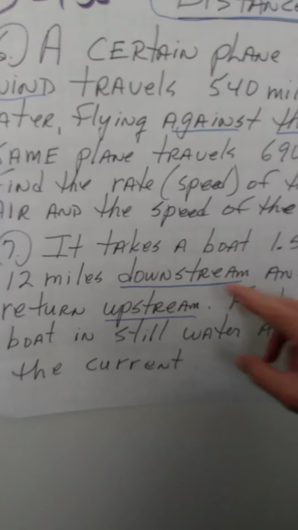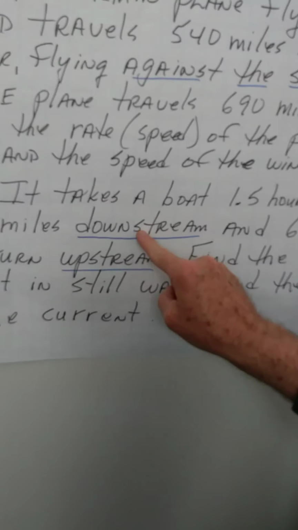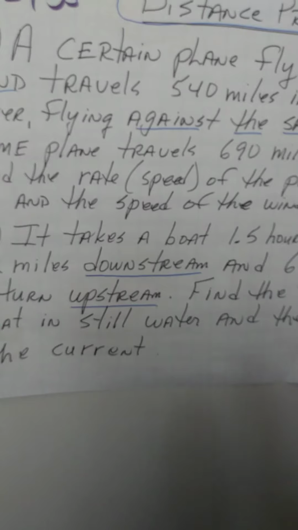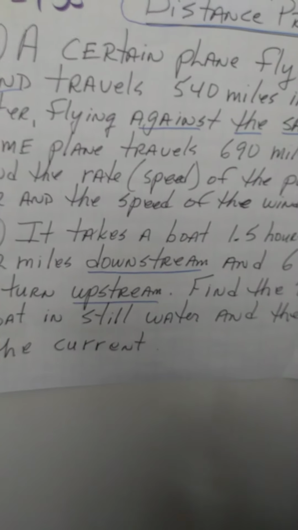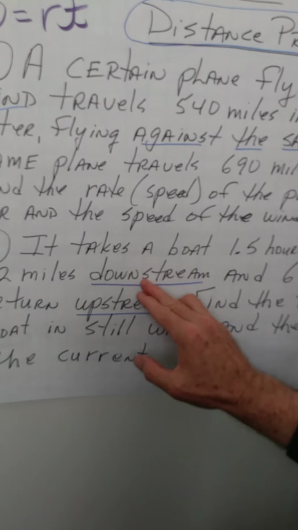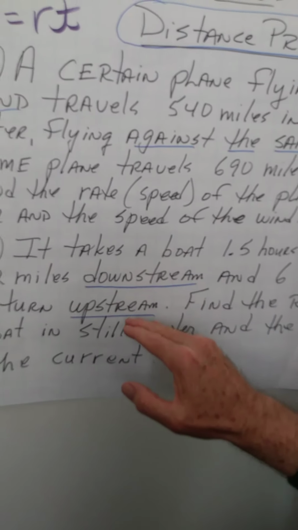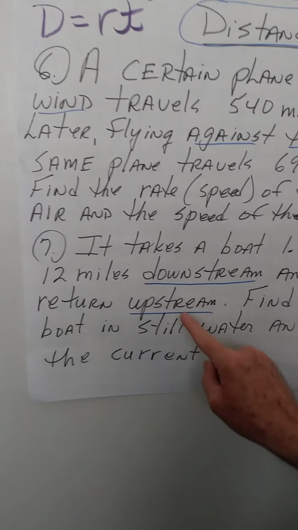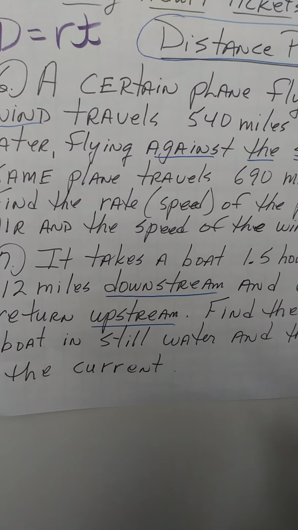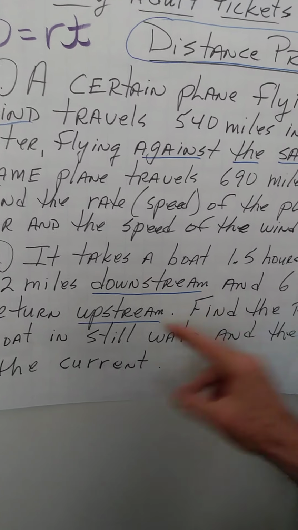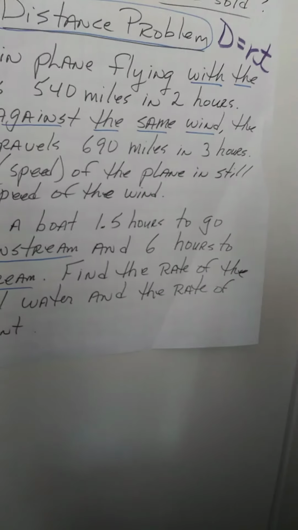It takes a boat 1.5 hours to go 12 miles downstream. People, you can make this little note. Downstream means with the current. It's not always going to say with the current. It could say downstream like this one does. Downstream is with current. It's going to go faster. And 6 hours to return upstream. Upstream is going against the current. The boat's going up, the water's coming down on it, it's going to go slower. 6 hours to return upstream. Find the rate of the boat in still water and the rate of the current.